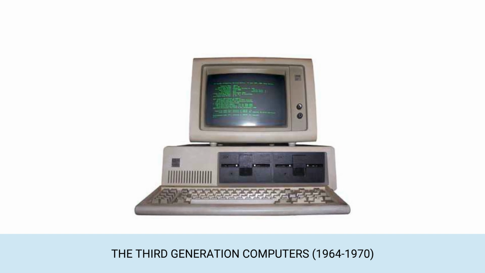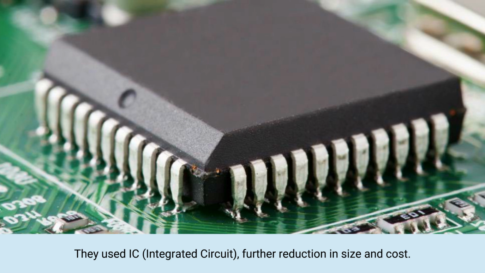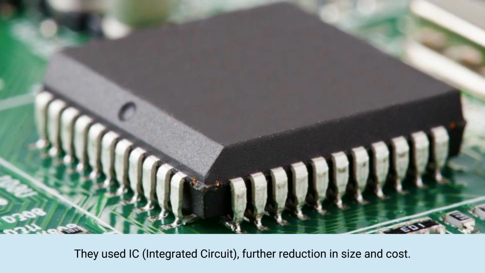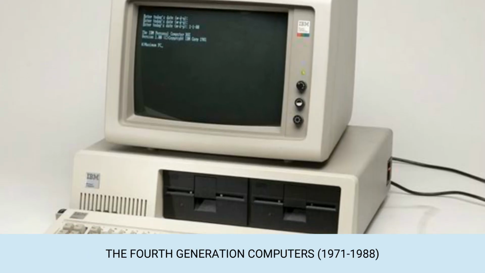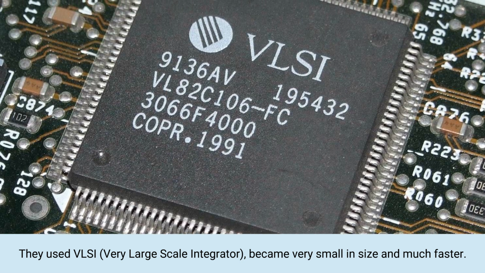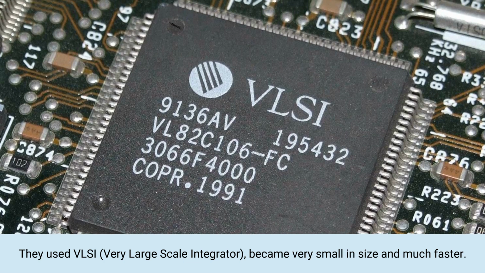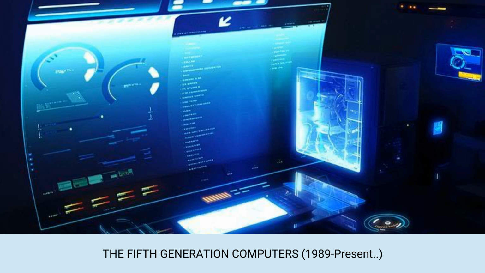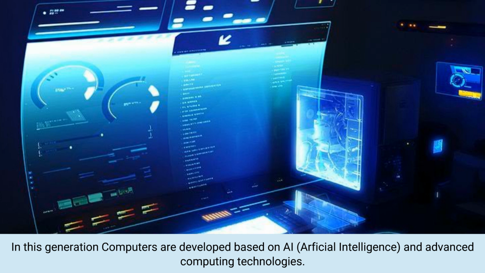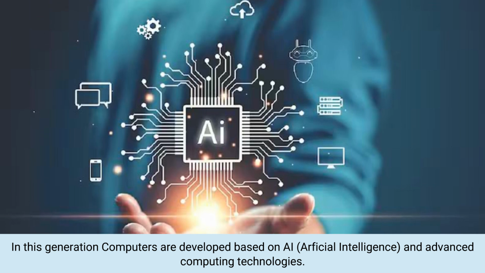The third generation computers, 1964 to 1970. They used IC, integrated circuit, further reduction in size and cost. The fourth generation computers, 1971 to 1988. They used VLSI, very large scale integration, became very small in size and much faster. The fifth generation computers, 1989 to present. In this generation, computers are developed based on AI, artificial intelligence, and advanced computing technologies.